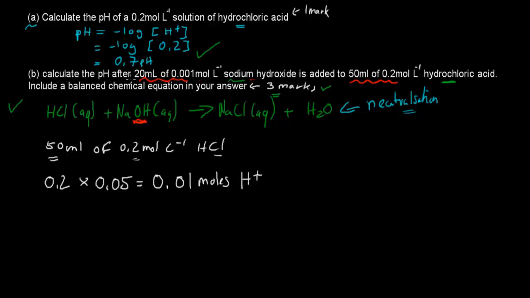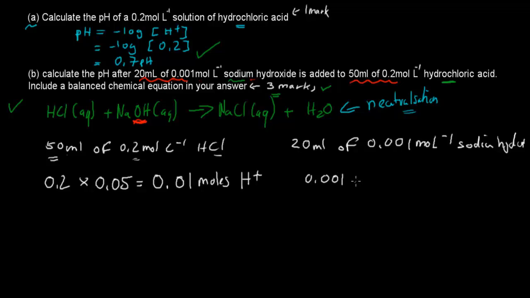And if we do the same thing with our base, we've got 20 mils of 0.001 moles per liter of sodium hydroxide. So how many hydroxide ions do we have? Well, in this case, we do 0.01, that's our concentration. That's per liter. So we've got 20 mils, which is the same as saying 0.02.